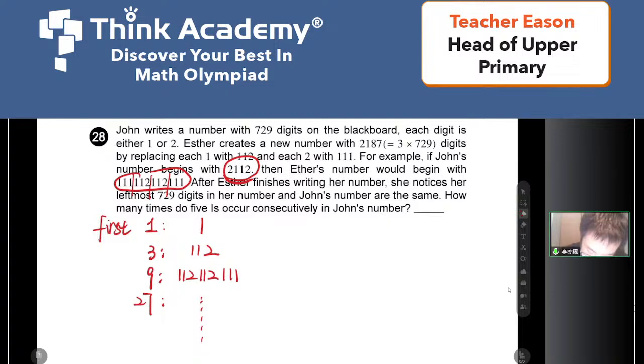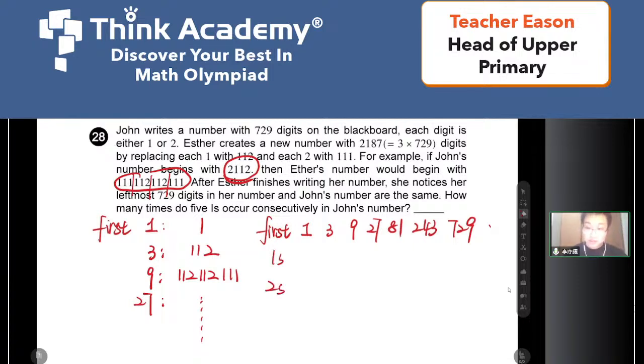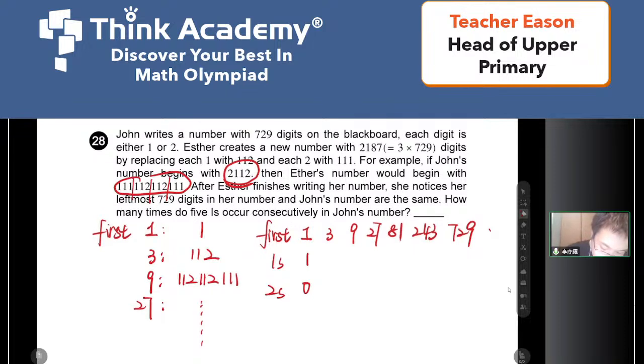So for the first 1 number, 3 numbers, 9, 27, 81, 243, and 729, right? We just want to determine the number of 1s and the number of 2s. So for the first one, we have 1 one and 0 twos. And after each transformation, 1 will become 1, 1, 2, right? So 1 becoming 1, 1, 2, which is 2 ones and 1 two.